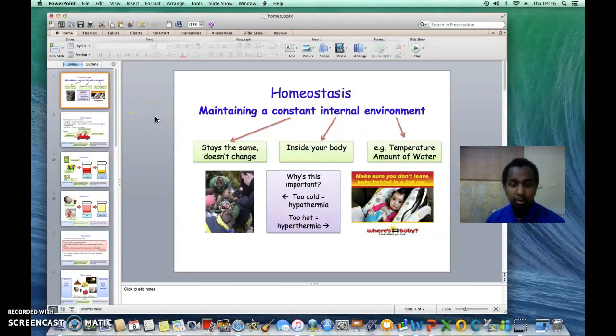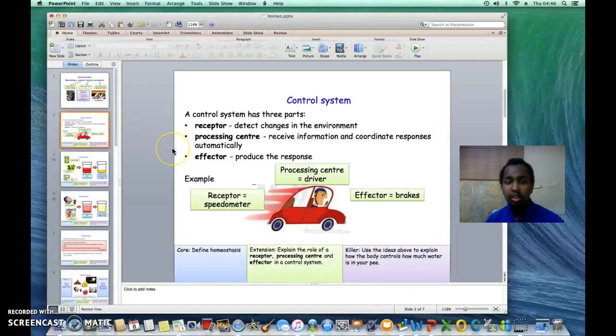So, homeostasis. Homeostasis is maintaining a constant internal environment. Constant meaning it stays the same, it doesn't change. Internal, inside your body. Environment, temperature, the amount of water, blood sugar level, etc. So let's talk about the control system.